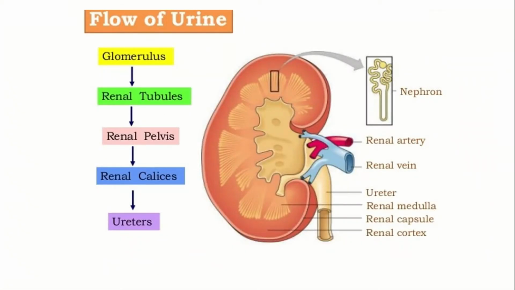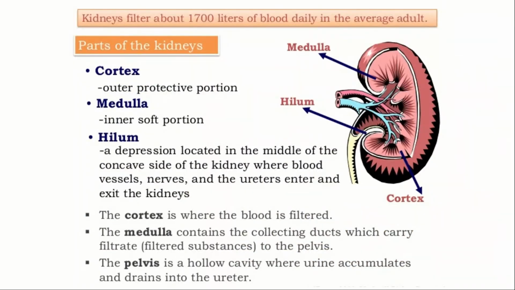Flow of urine: first glomerulus, next renal tubules, renal pelvis, renal calyces and then ureter. So these are the steps in which the flow of urine takes place. Kidneys filter about 1700 liters of blood daily in an average adult.